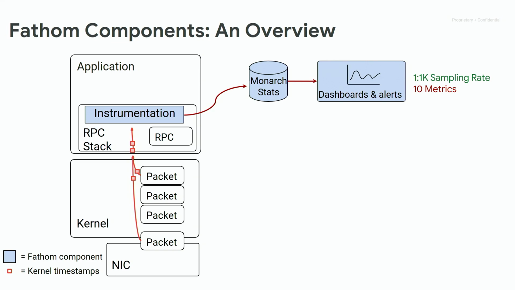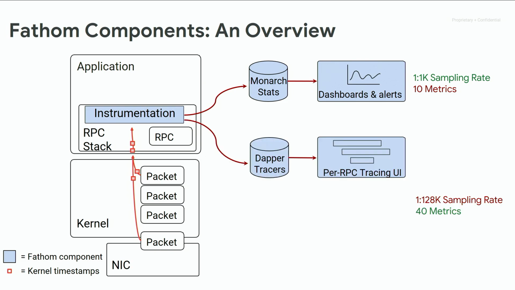So for real-time dashboards and alerts, Fathom samples every sendmsg system call at 0.1% across all RPC connections in the fleet to ensure fleet-wide coverage with 10 different performance metrics. And for more detailed in-depth analysis of individual RPCs, Fathom uses the existing Dapper tracing system that samples an additional 30 metrics every 128K RPCs, allowing users to thoroughly investigate the performance of a single RPC with our tracing UI.